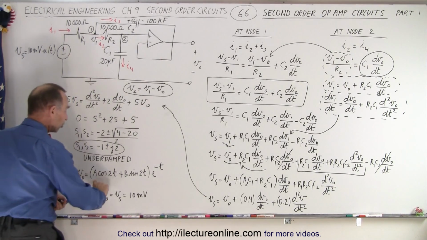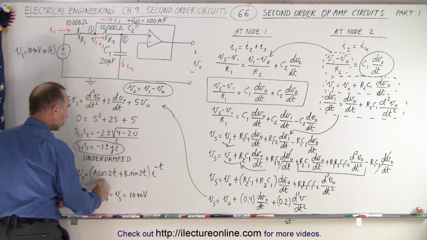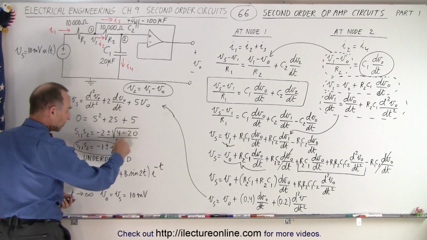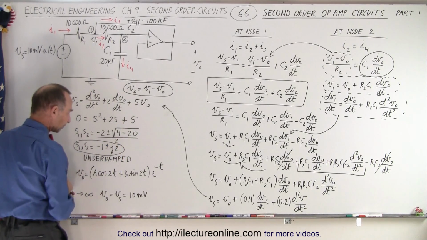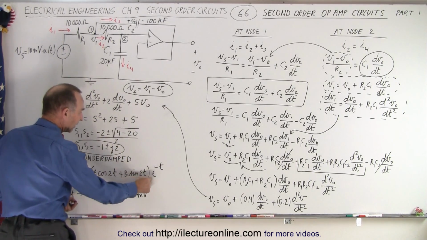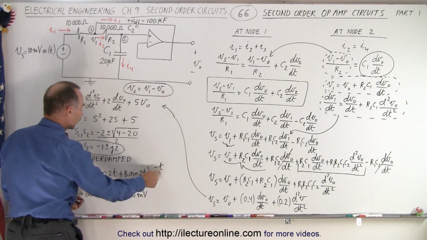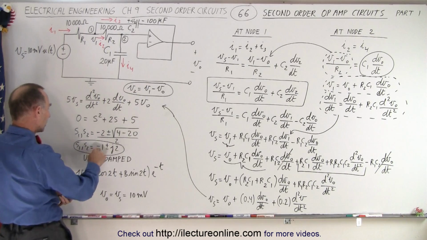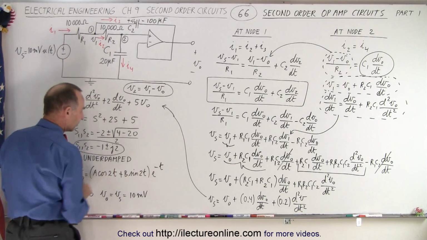So that means that this is the general equation: A times the cosine of the damped oscillations, which can be obtained by taking the square root of this and dividing by 2, and B times the sine of that, times e to the minus t. Remember that the minus t here came from right here, the alpha, so e to the minus alpha t.